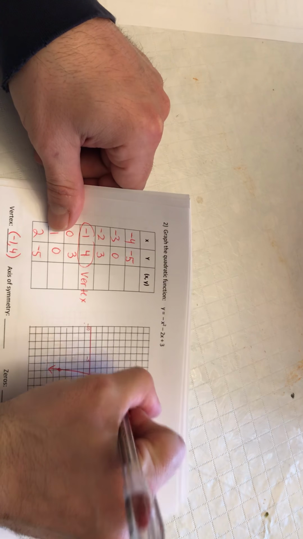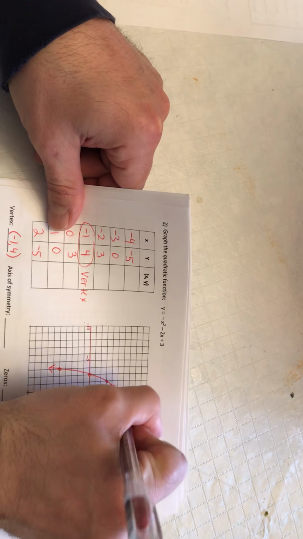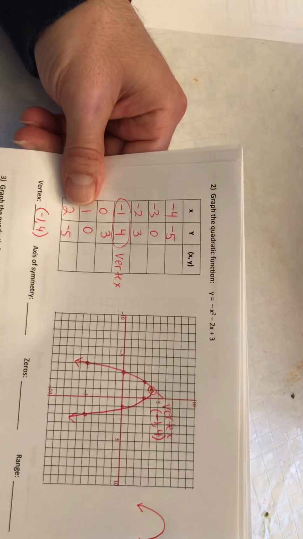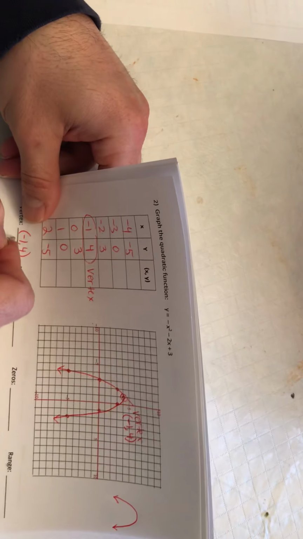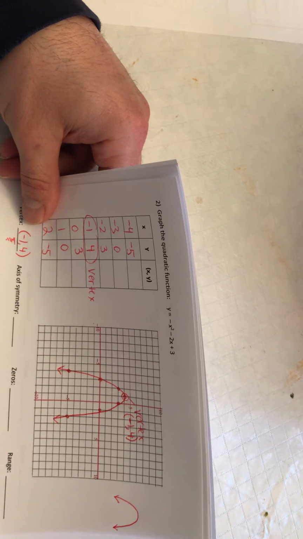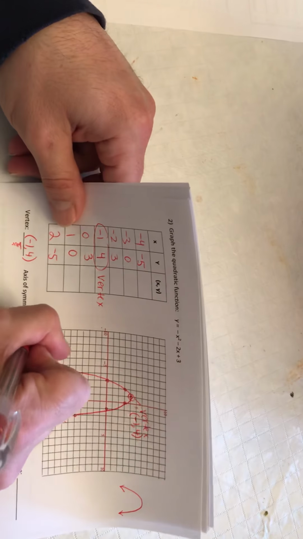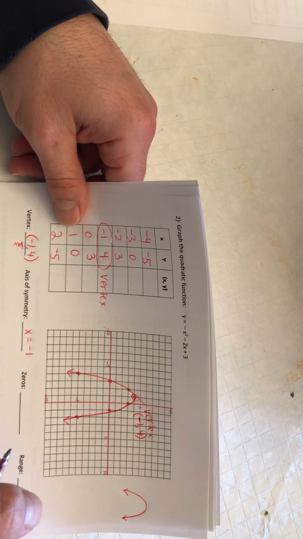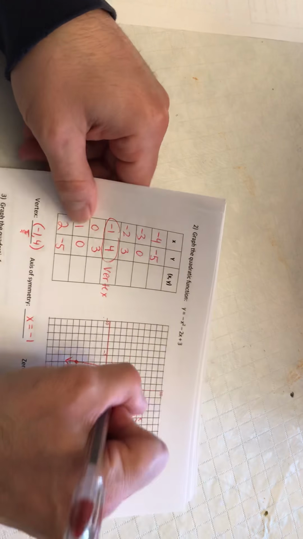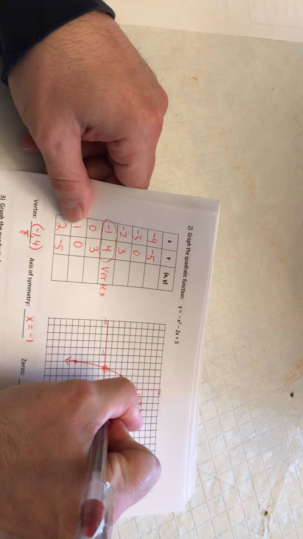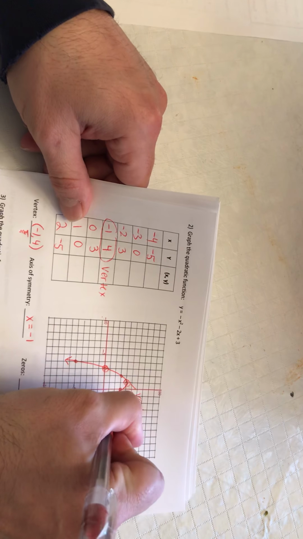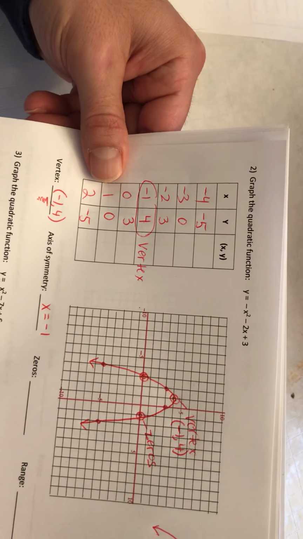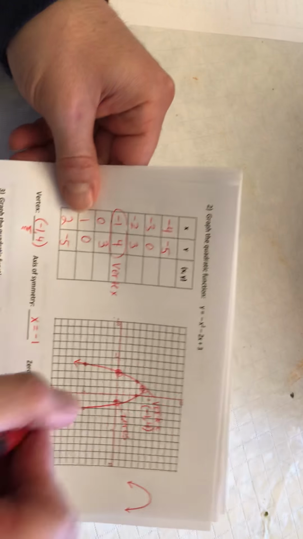All right, this is my vertex, which is the point negative 1, 4. My axis of symmetry goes through that negative 1 value, the x value. So axis of symmetry, x equals negative 1. My zeros, that's where it's going to cross my x-axis, which is at negative 3 and positive 1.